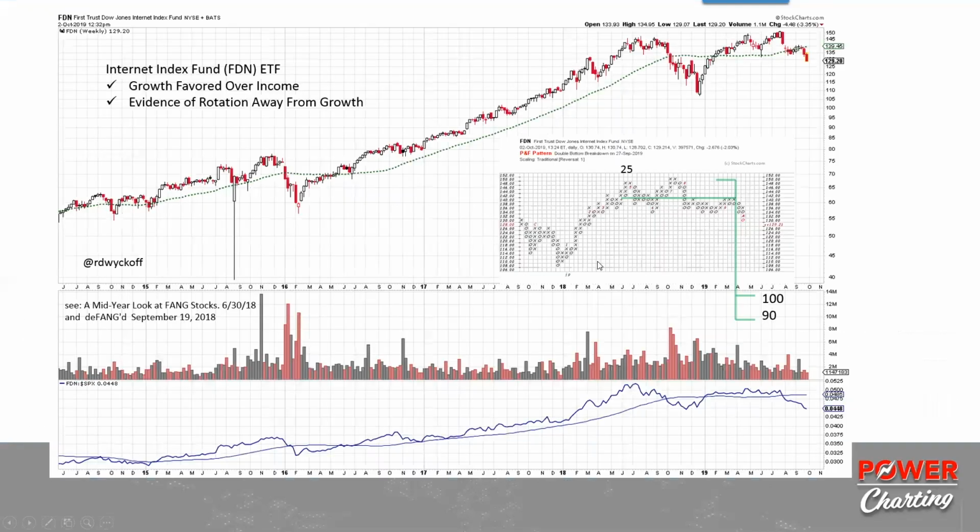First thing we're going to do is look at the FDN. We've looked at this a lot, so we're not going to spend much time on it. And you can see here that the trouble really started. Now, the FDN, which is the Internet Index Fund, has all of the FAANG in it, but I don't believe that Apple is in it any longer.